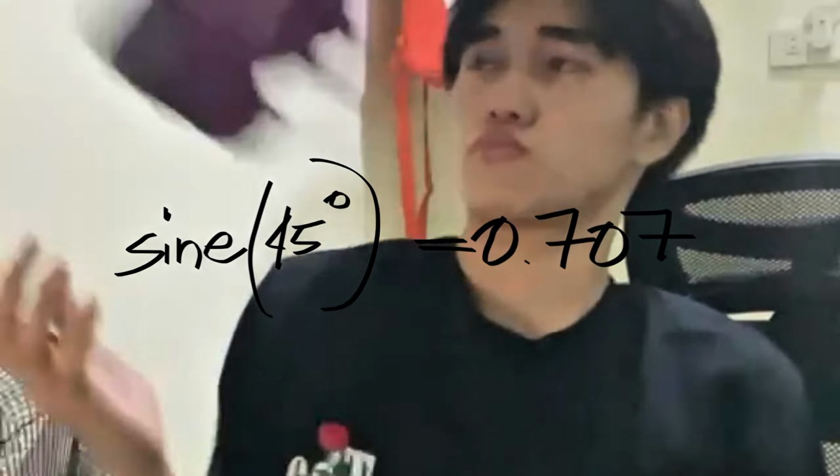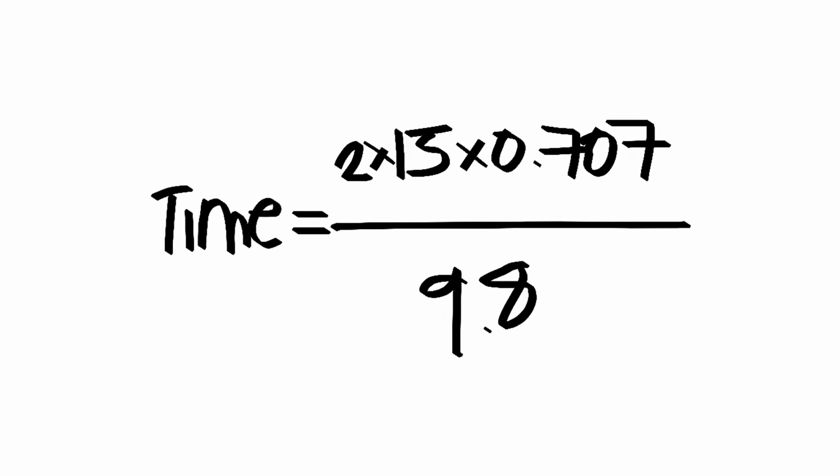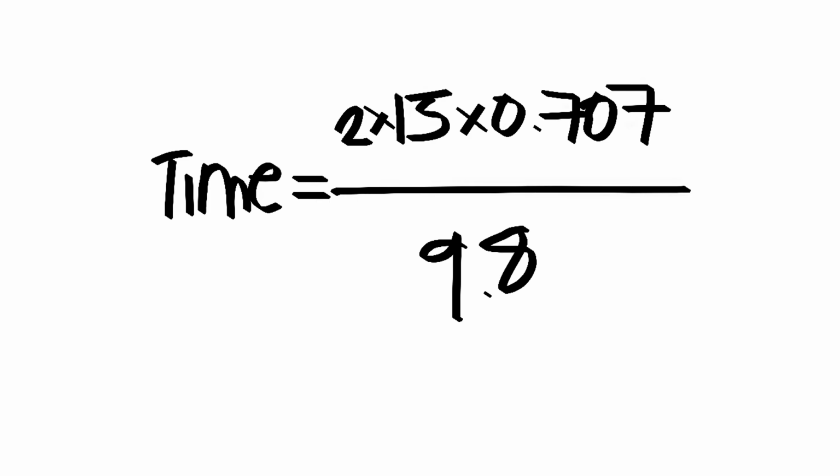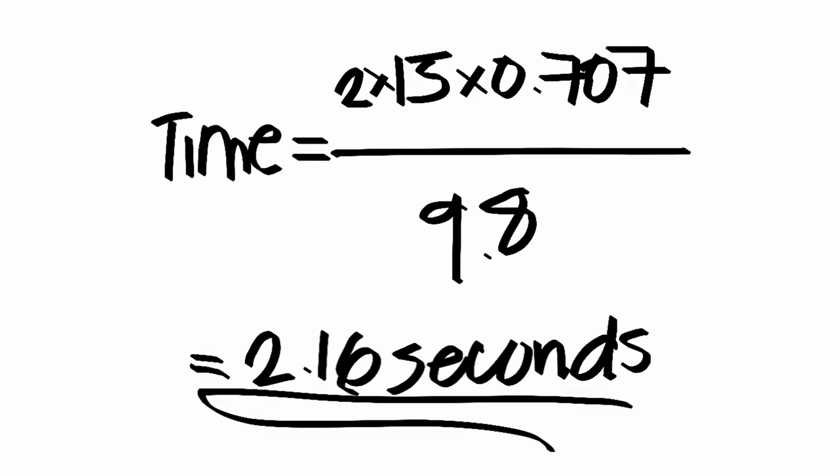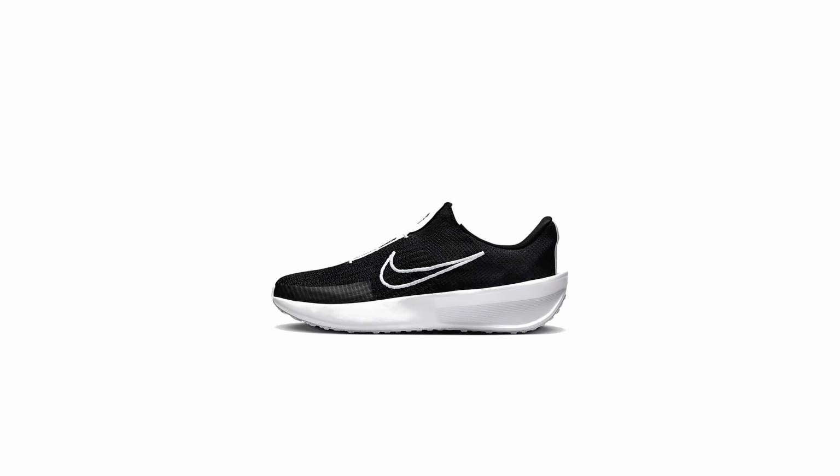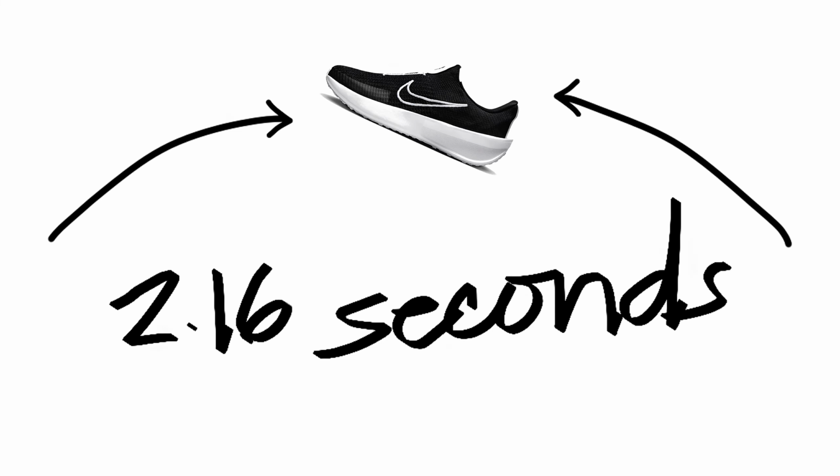0.707. So to solve this, we use the formula time is equal to 2 times 15 times 0.707 over 9.8, which is equal to 2.16 seconds. So the shoe stays in the air for 2.16 seconds.